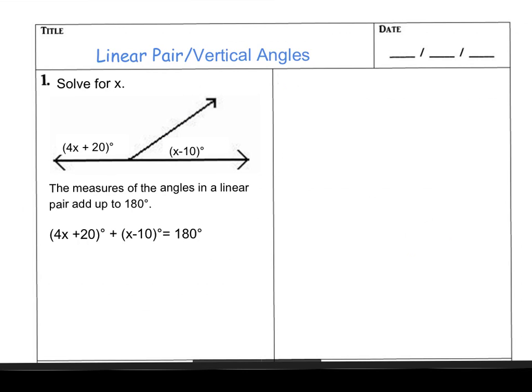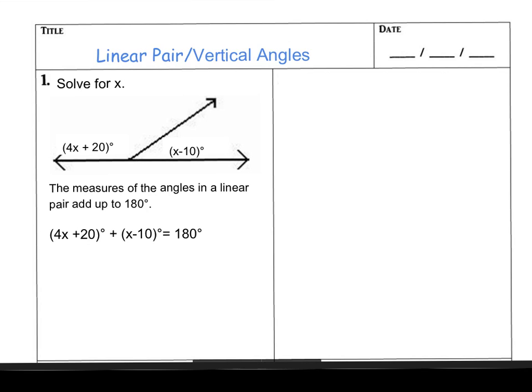Okay, moving right along, go ahead and go on over to a new page in the notes section of the GeoBook and title it just like I have it here, linear pair / vertical angles. My first example is going to be on a linear pair, and we're going to solve for the variable x. So I have my two angles here and here. They're sitting on a line. A line measures 180 degrees. So these two angles have a sum of 180.